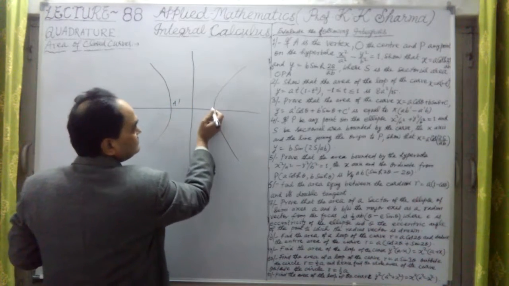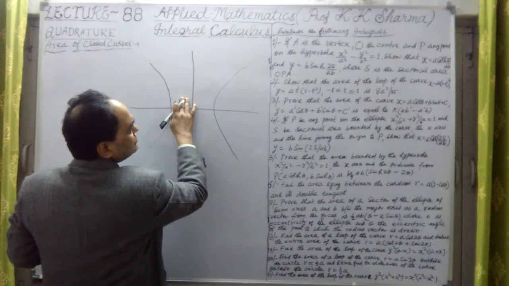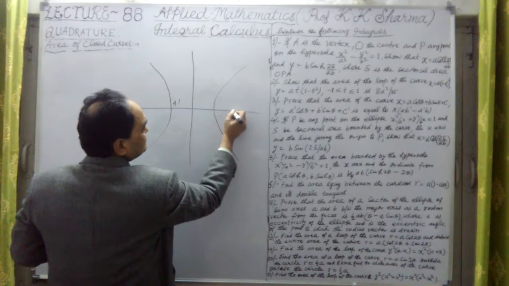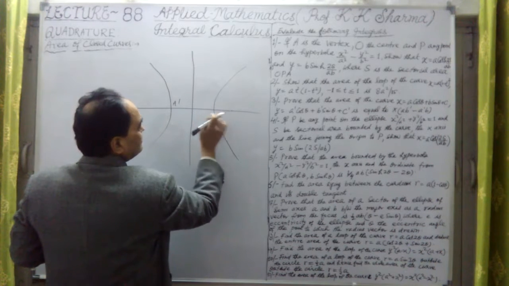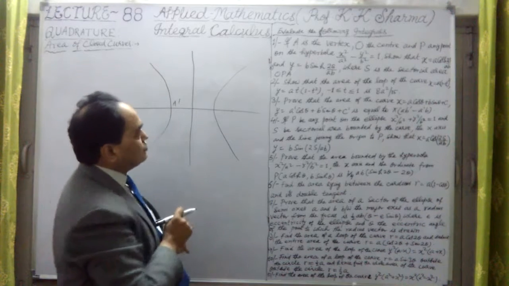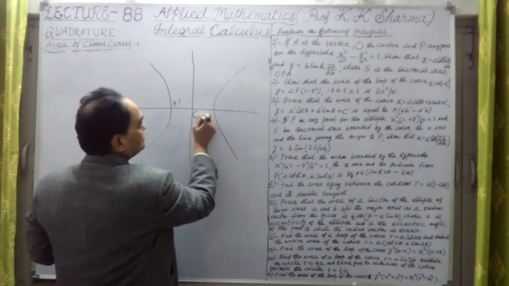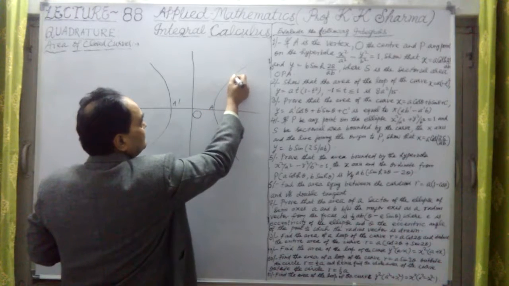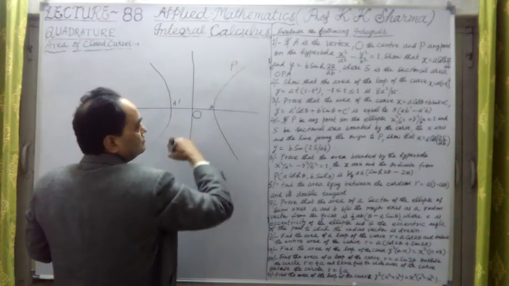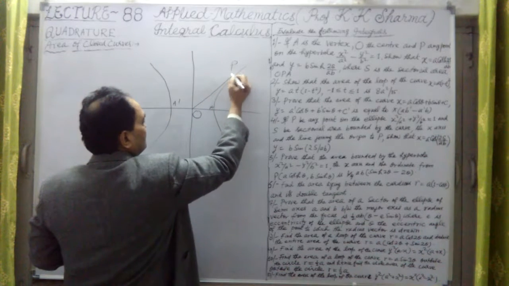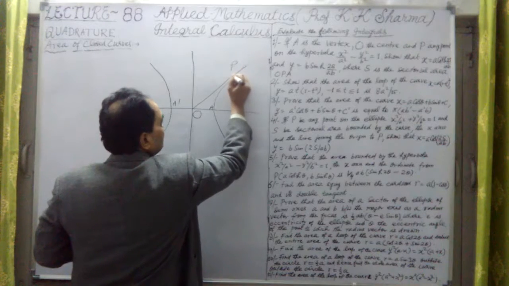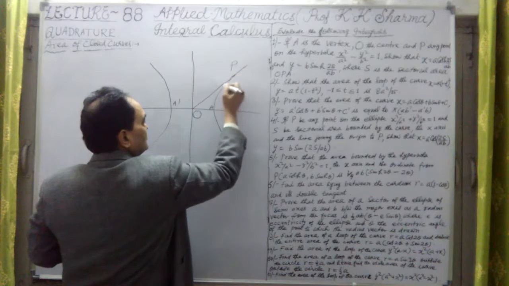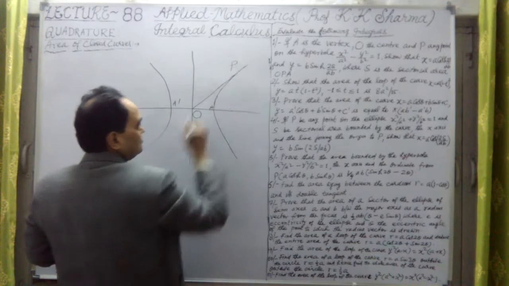This is A dash. Sorry, A is the vertex here, and O is the center. This is the O. A is the vertex of the hyperbola. This is A here, this is A dash here, this is O. And P, we have taken a point on the curve, on the hyperbola. Let me take this point here. So this is the point P we have taken on the hyperbola.